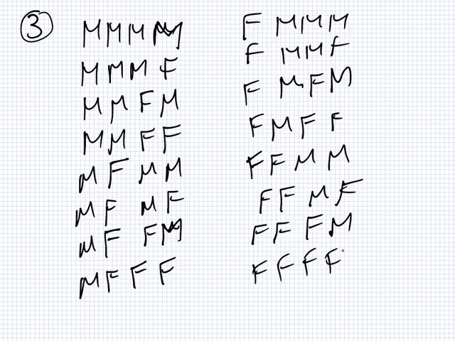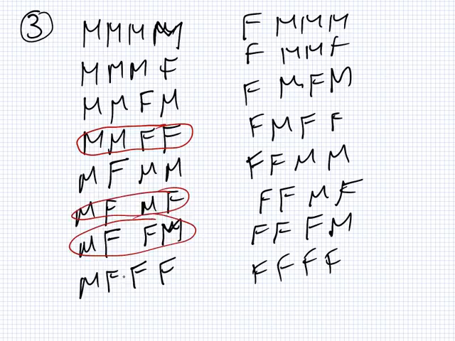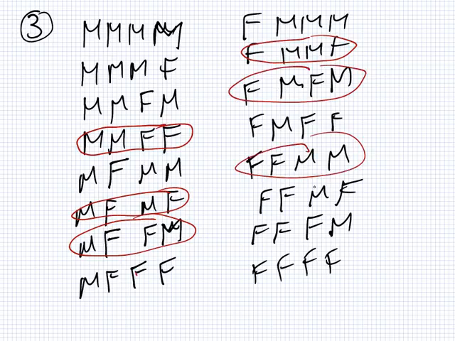Right, so the question is, what is the probability of 2 boys and 2 girls? So let's highlight those. No, no, no, yes. No, yes, yes, no, no, yes. Yes, no, yes, no, no, no. 1, 2, 3, 4, 5, 6. So the probability is 6 over 16. 3 over 8.